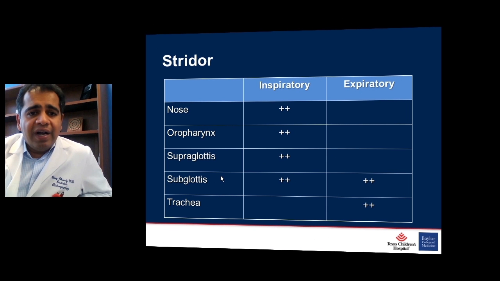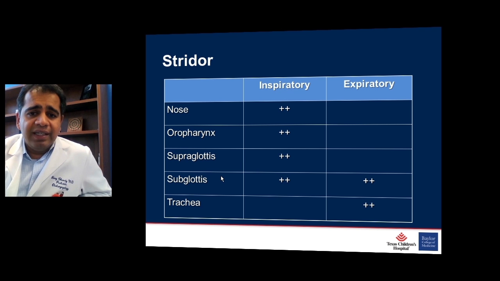So stridor is basically noisy breathing. It's the noise we make when there's an obstruction and there's turbulent airflow. When it's during inspiration or breathing in, the obstruction is most typically in the nose, the oropharynx, the glottis, or subglottis. However, when you're breathing out and you hear stridor, it's more likely to be in the subglottis or trachea.